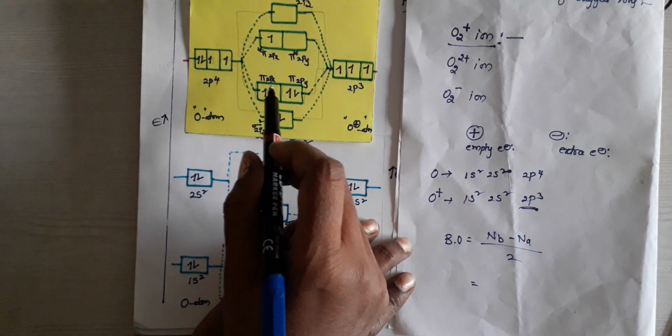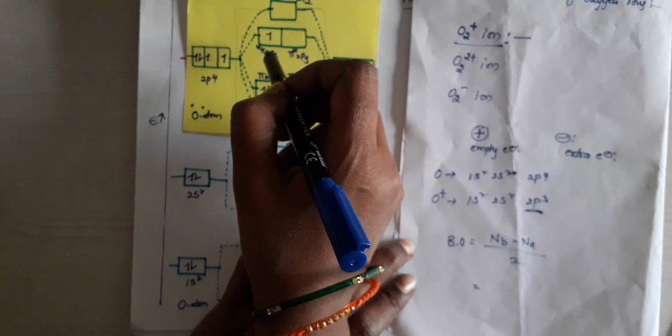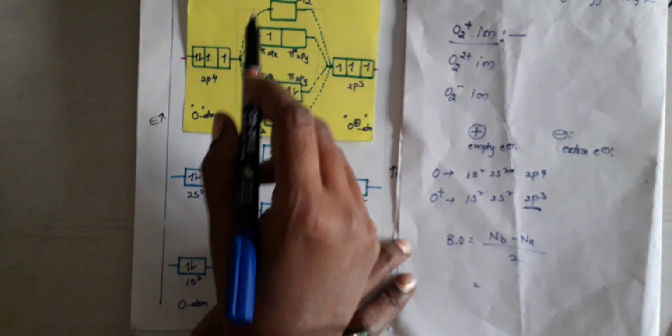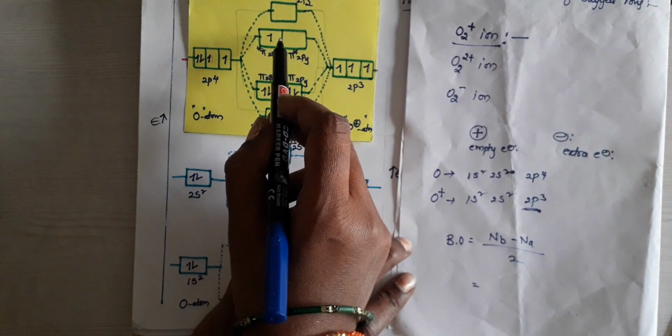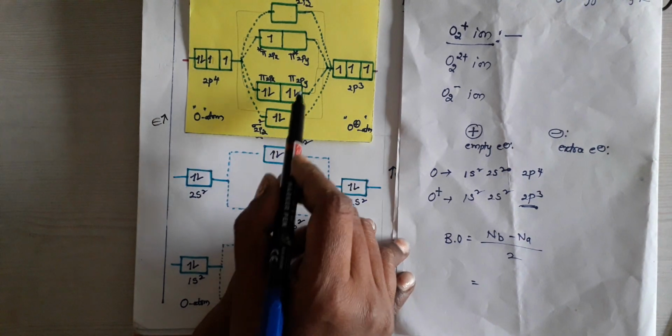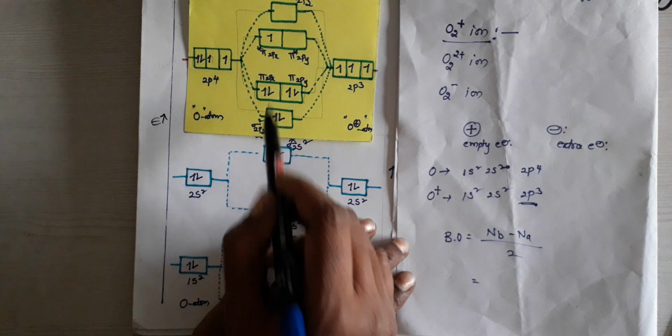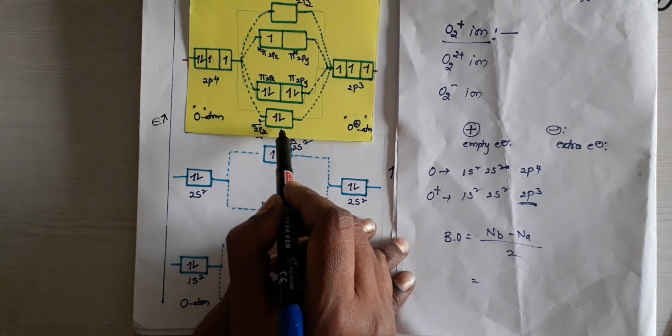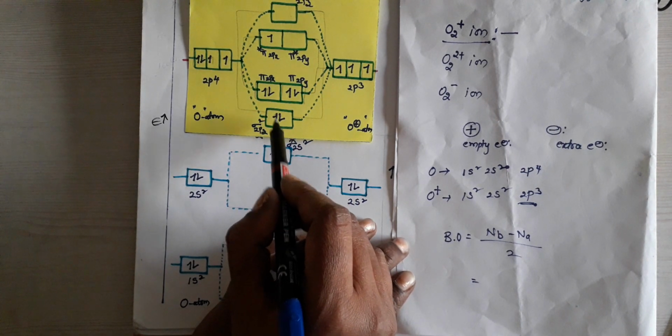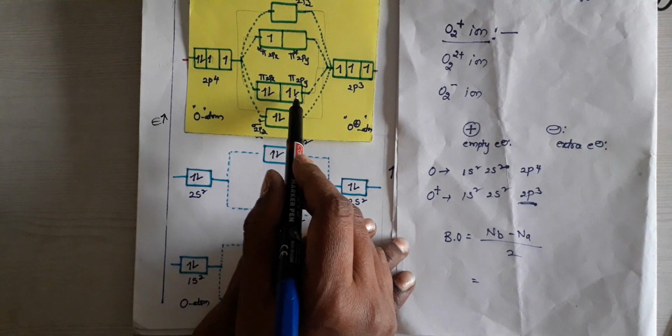Here bonding orbitals, and the top side containing a star is the anti-bonding orbitals. These star-containing anti-bonding orbitals are here Na. Okay, so it is the downside. These are bonding orbitals. The number of electrons in these bonding orbitals, how many? Here 2 plus 2 plus 2, 6.